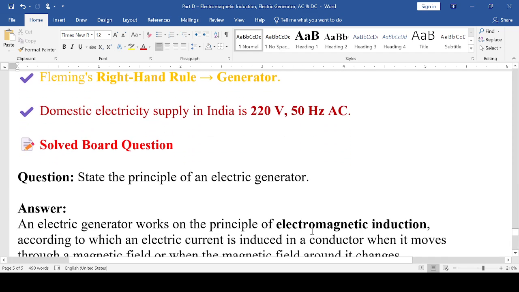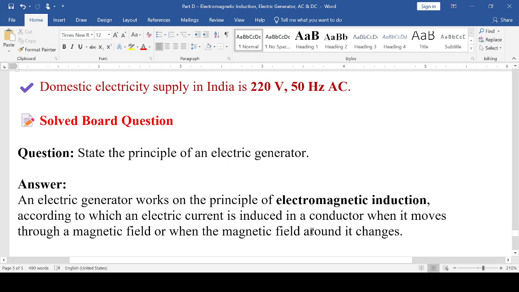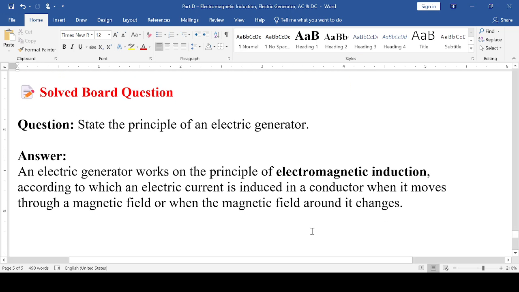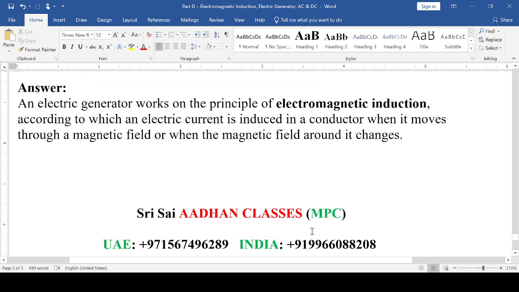So one of the questions we have solved: state the principle of an electric generator. So what is the principle? It will work on the principle of electromagnetic induction, according to which an electric current will be induced in a conductor when it moves through a magnetic field or when the magnetic field around it changes. So this is the principle of an electric generator.